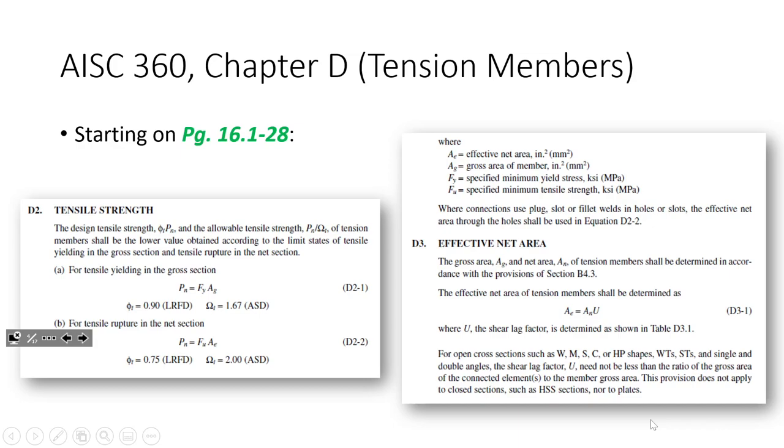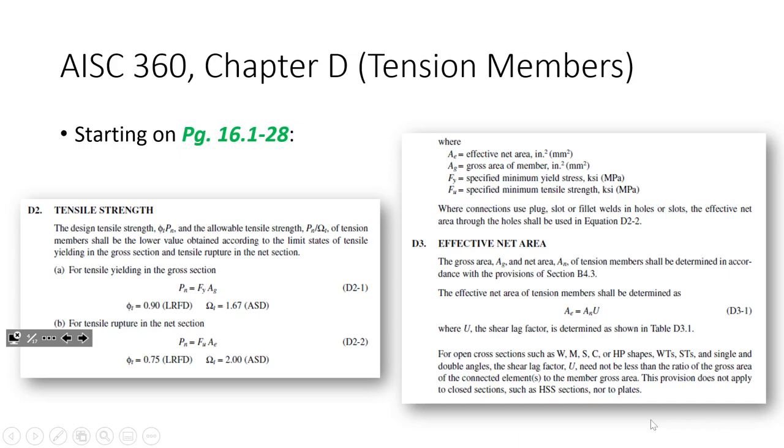Okay. I want everybody to turn to chapter D. This is 16.1-28. Because I want to read through this a little bit. So chapter D is broken up into sections. Section D.1, we're going to talk about that here in a little bit, but section D.1 is on slenderness limitations. Section D.2, required tensile strength.